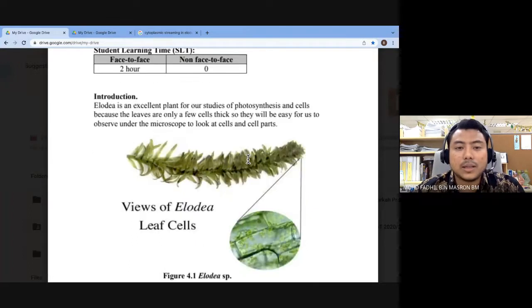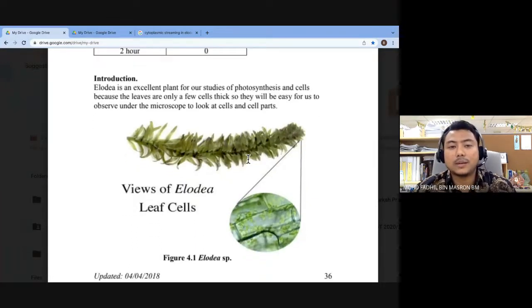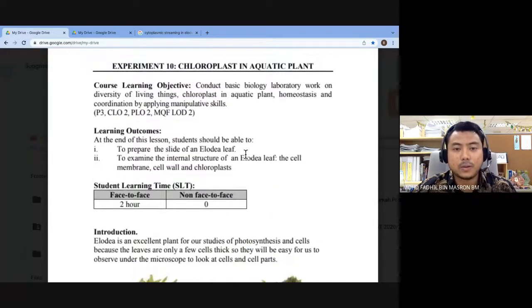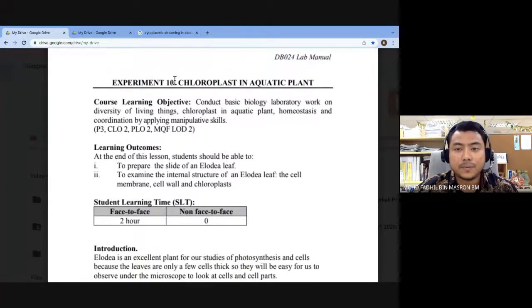So here is the introduction. Later for your lab report, you are required to write down the title. Of course, the title also will carry its own mark, dari markah dia tersendiri. The learning outcome, you don't have to adjust anything. Just copy and paste, I mean you just rewrite it again in your lab report.